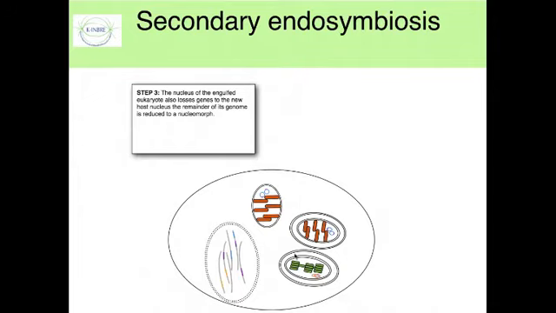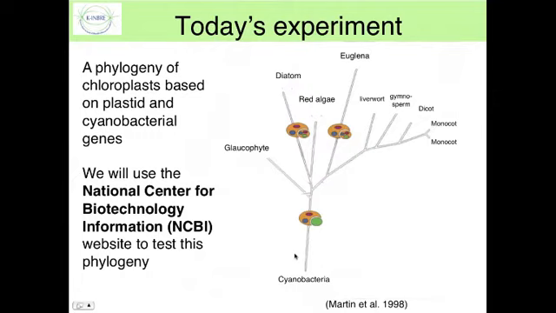So we can use those genomes to create a gene phylogeny similar to the ones you see in your text. And that's exactly what we're going to be talking about today. Specifically, we're going to be talking about a Martin et al. 1998 plastid phylogeny. And we're going to be using the National Center for Biotechnology and Information, NCBI's website, to test this phylogeny.